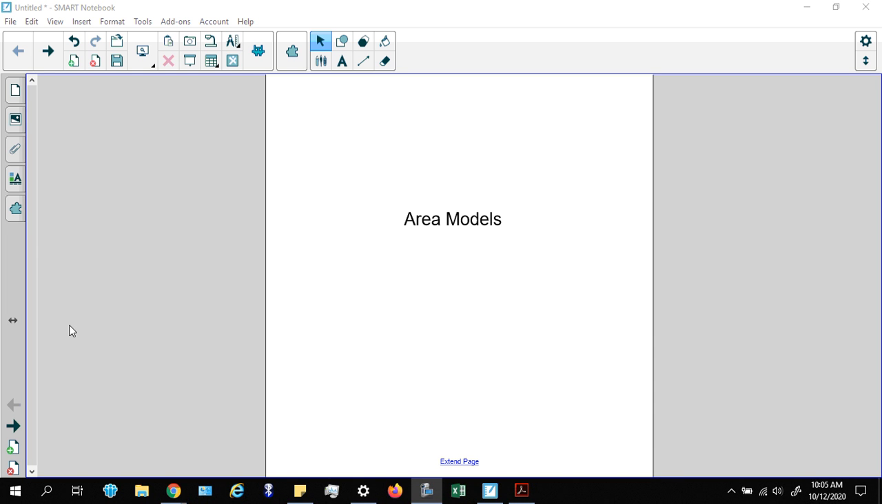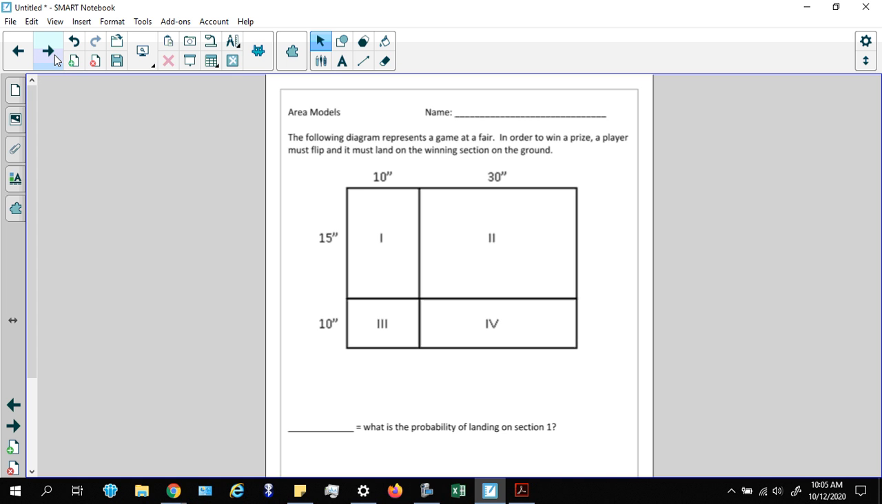All right, in this video, we're going to be talking about area models, especially area models that deal with probability. So let's get started. What we have here is a rectangle that's been cut up into four sections. The following diagram represents a game at a fair. In order to win a prize, a player must flip a coin, and it must land. I'm assuming that's a coin that has to be flipped, not the player themselves.